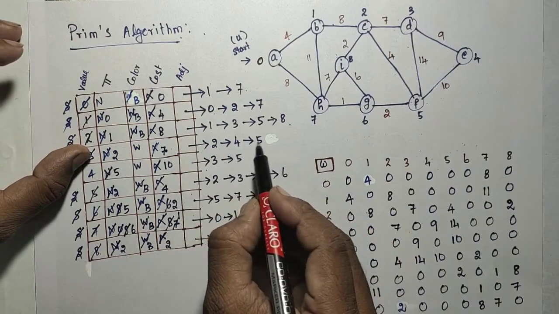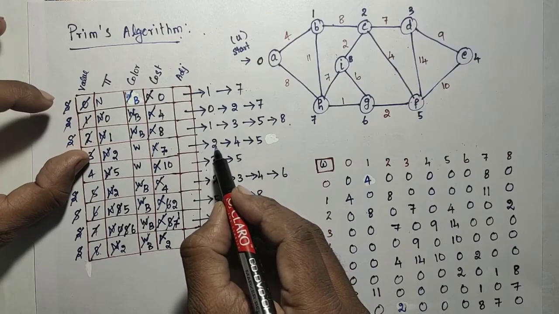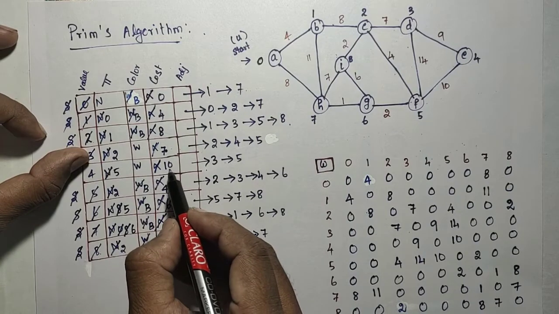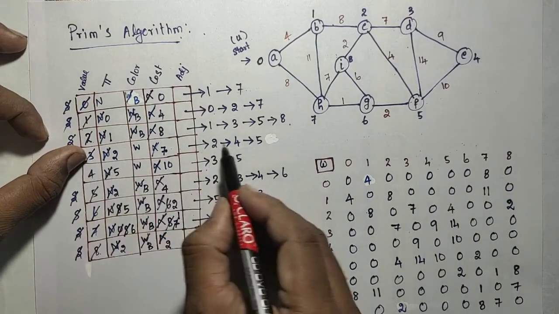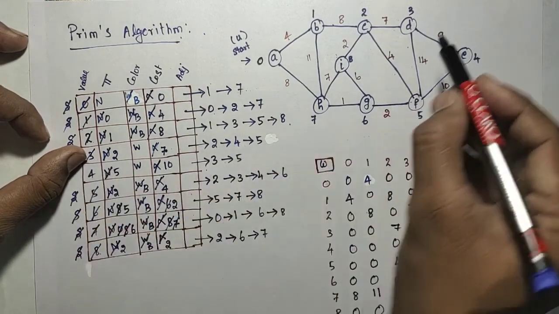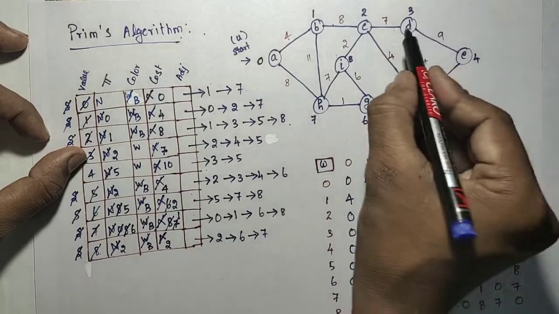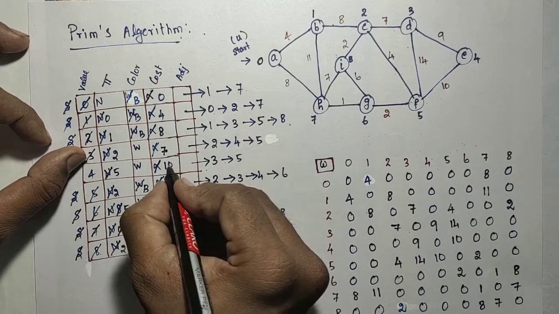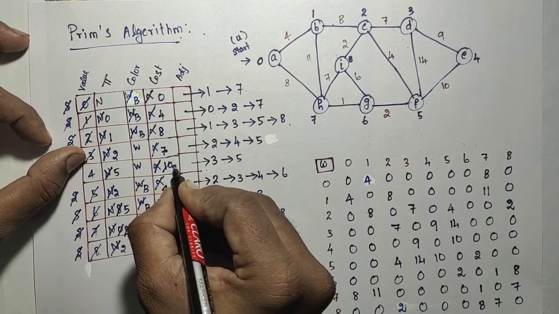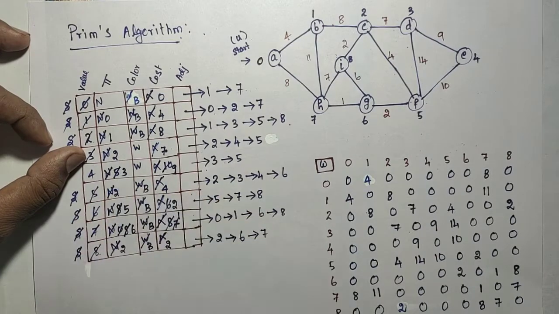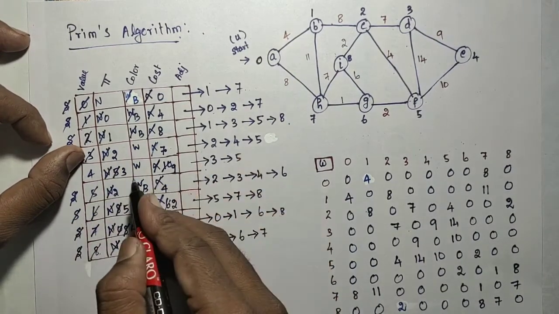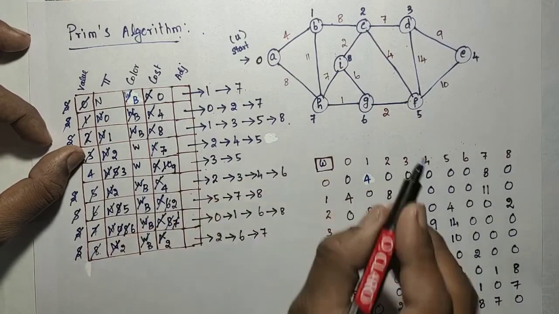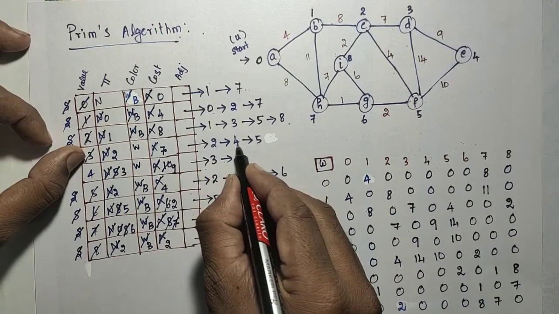Now for node 3, we have to check 2, 4 and 5. 2 is already visited. 4 is not visited. That cost is 10. Now I need to check 3 to 4, what is the cost. 3 to 4 the cost is 9. The existing cost is 10. So I need updation. This will be updated to 9. The parent will be updated to 3. So 3 to 4 cost is updated. 3 to 5. 5 is already visited. No need to change anything.